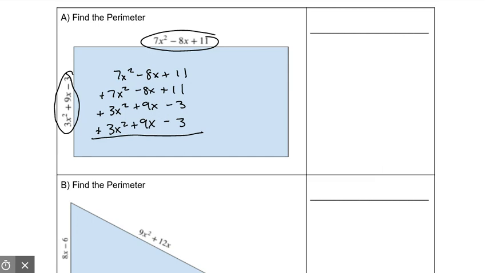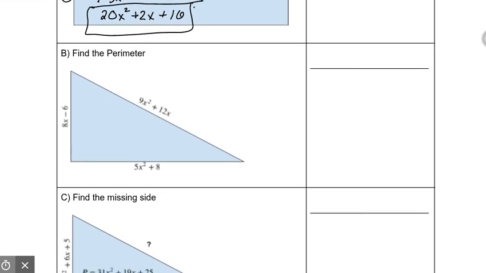Okay, so we would have 7 for the x squareds, 7 plus 7 plus 3 plus 3. That would be 20x squared. For the x's, negative 8 plus negative 8 plus 9 plus 9. That would be positive 2x. And we have 11 plus negative 3 plus negative 3. Okay, and that is going to be 16. And that happens to be our answer. Not being asked of you, but that is a trinomial of degree 2.